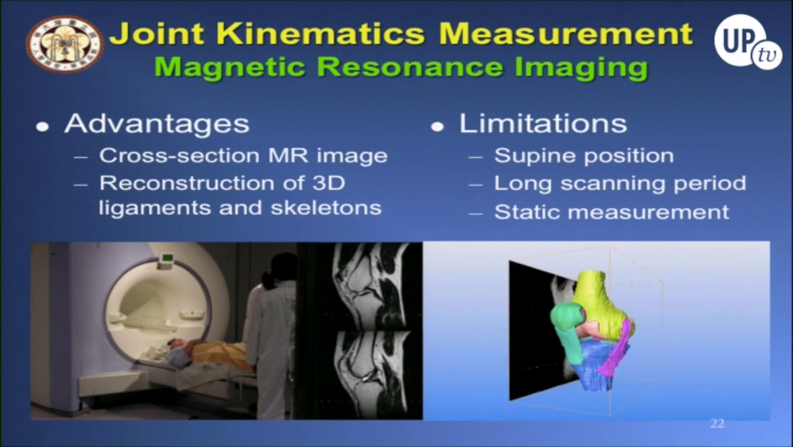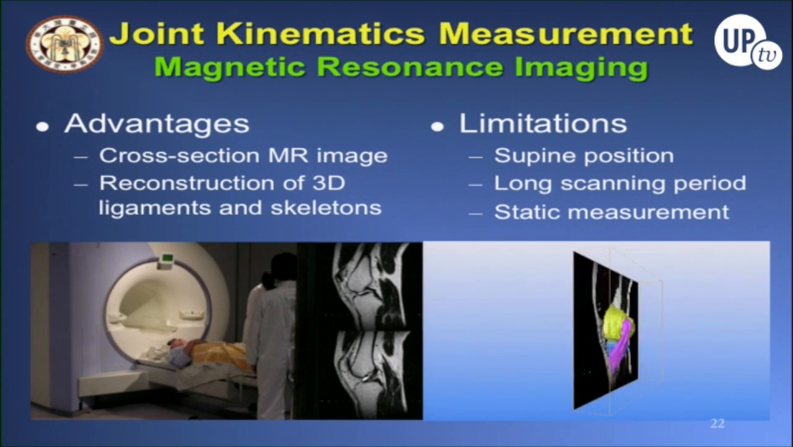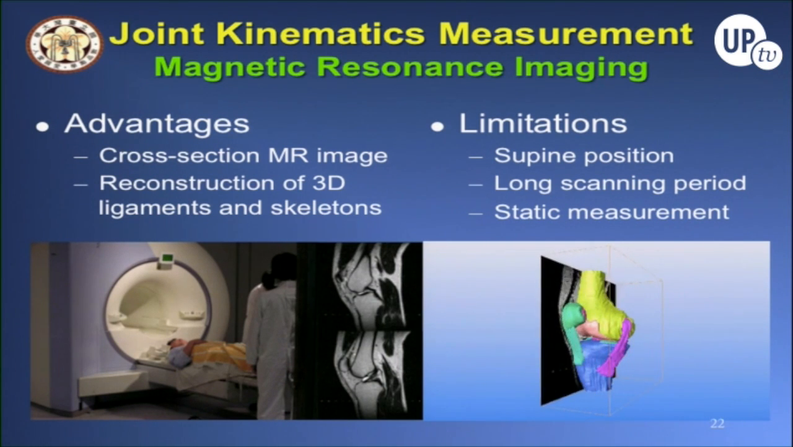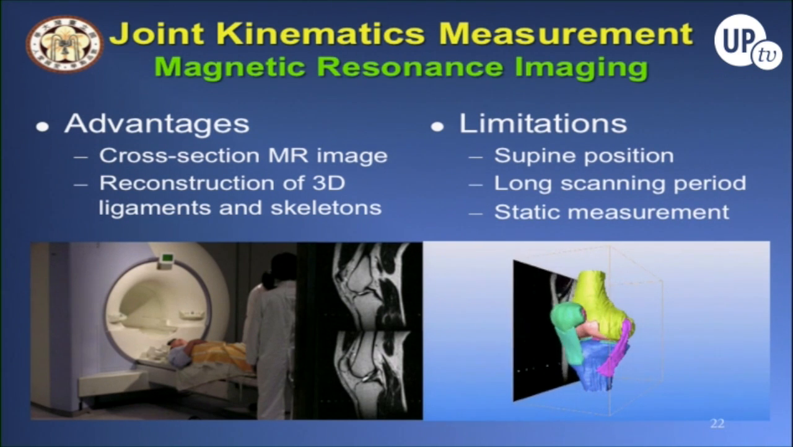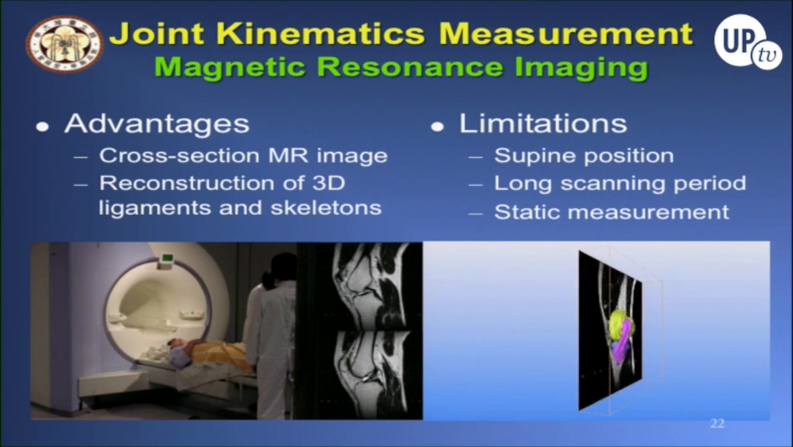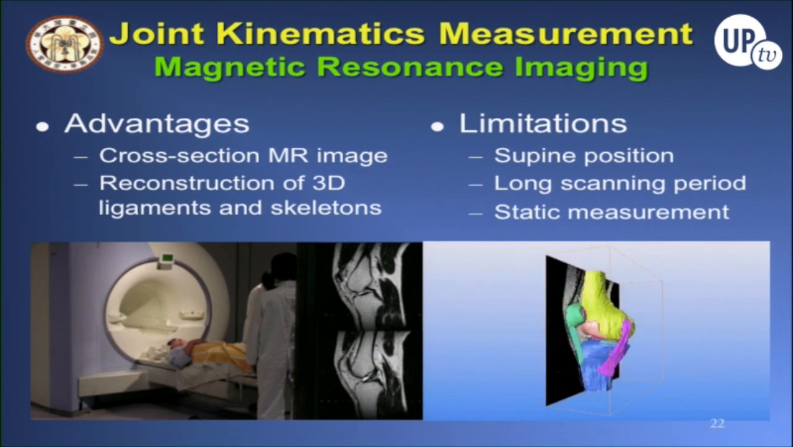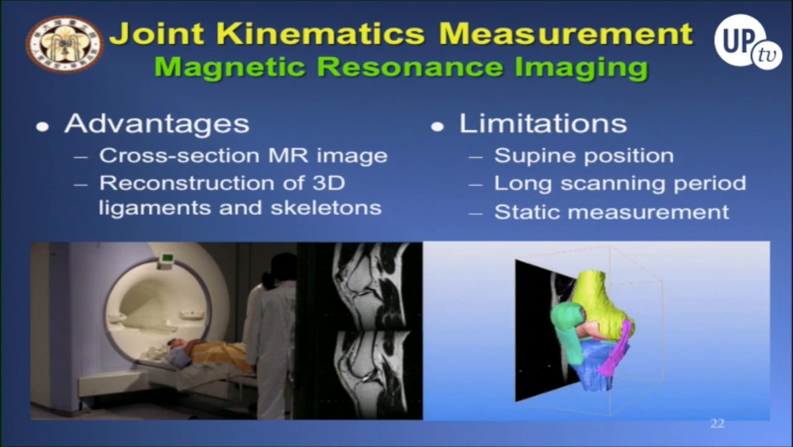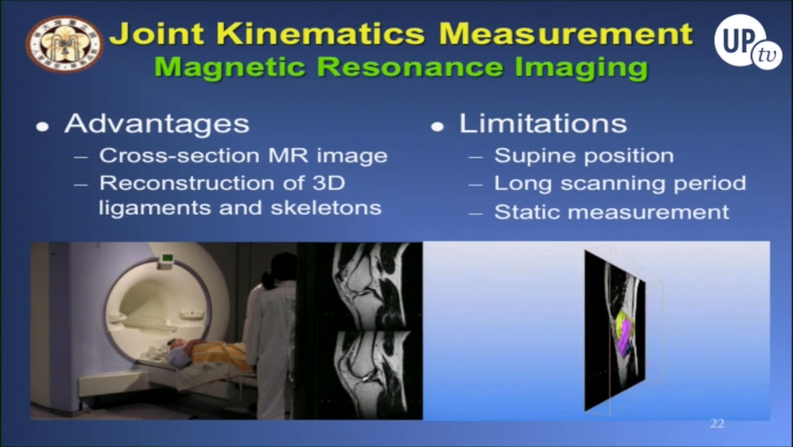A step further, we can have MRI as well, magnetic resonance imaging. The MRI has the advantage of getting information of not only skeletal hard tissues, but also soft tissues such as ligaments and muscles. So we can use that information to reconstruct the geometry of the joints. But the MRI normally has to be taken in supine position, and the scan takes a long time. You can't move in the scanner. So it's basically a static measurement modality.